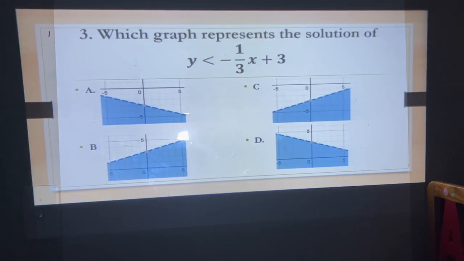I am not graphing this by hand. Nope. We are going to do a couple of things. We're going to go to Desmos first. So let's go ahead and go to Desmos, and all we're going to do is type in the problem.